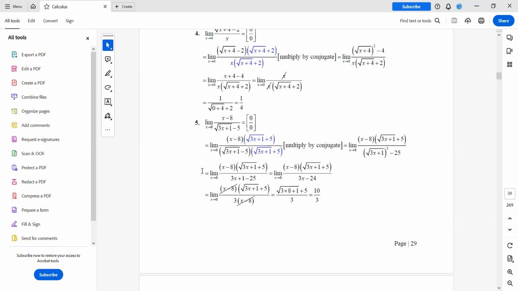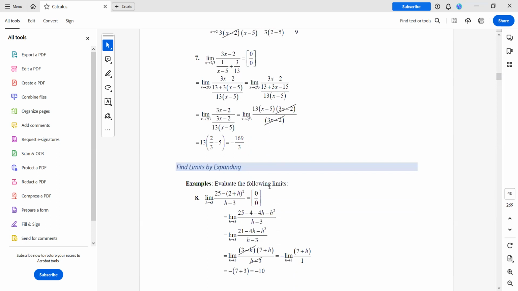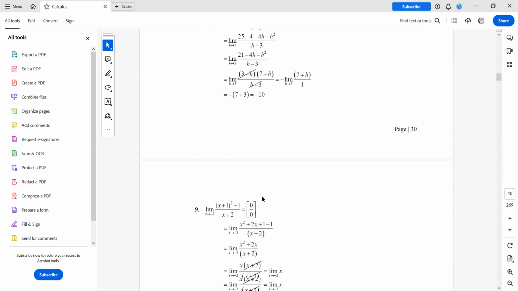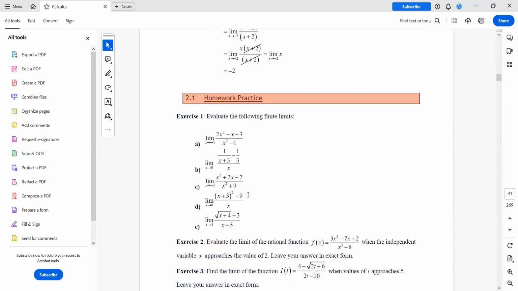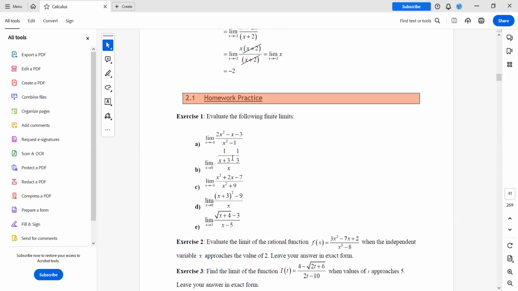Let's see if we can get other questions. That's basically what you have to do anytime you have a limit question. Let's move on.